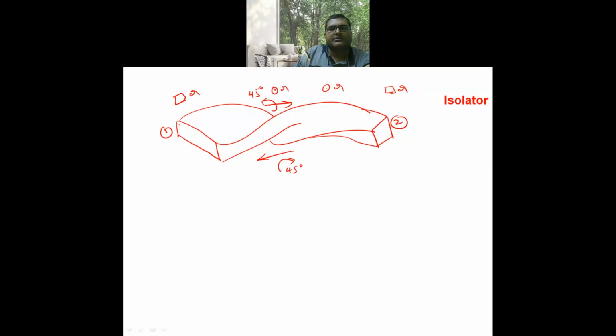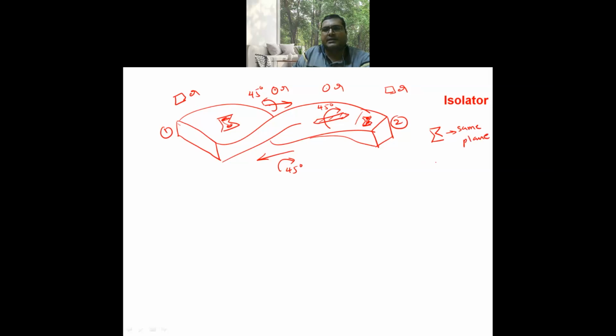Now here a tapered ferrite rod is placed which offers a rotation of 45 degrees in clockwise direction, and some resistive card is placed inside the rectangular waveguides. At the input side and at the output side, two resistive cards are placed in such a way that these two resistive cards are in the same plane. The two resistive cards are on the same plane.